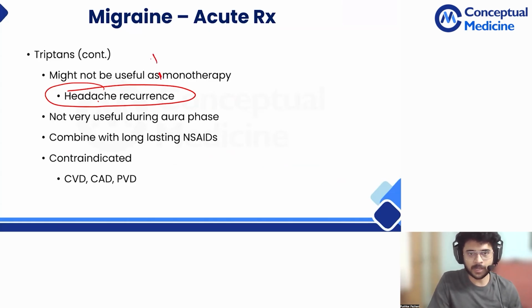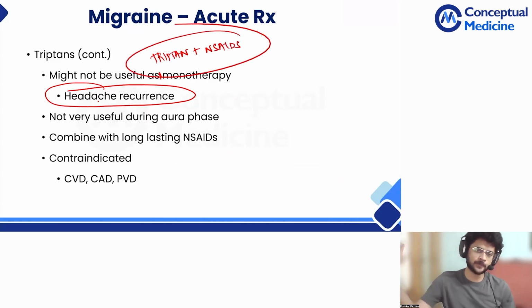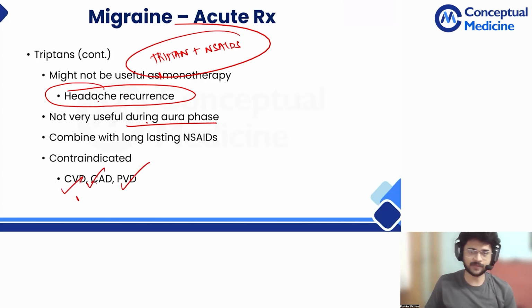Usually we combine a triptan along with a non-steroidal anti-inflammatory drug. This is usual because when you start sumatriptan, the patient gets better, but 1 hour or 2 hours later, they get a headache recurrence. So to prevent this, we combine it with another medication, most often an NSAID. And remember that triptans aren't very useful during the aura phase, and they're contraindicated in patients with cardiovascular, cerebrovascular, or peripheral vascular disease.